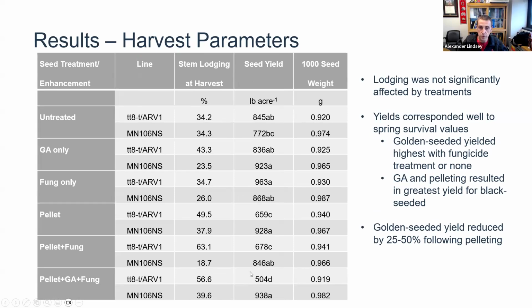And we did see those trends for autumn survival and spring survival translate into yield differences. Golden seeded lines yielded highest with fungicide treatment or non-treated lines in general here. GA treatment improved seed yield in our black seeded lines the best. Survival and establishment for our yellow seeded was negatively affected by pelleting, and we saw that come through in yield. We saw a 25 to 50% yield reduction in our yellow seeded lines when pelleted as compared to when untreated.